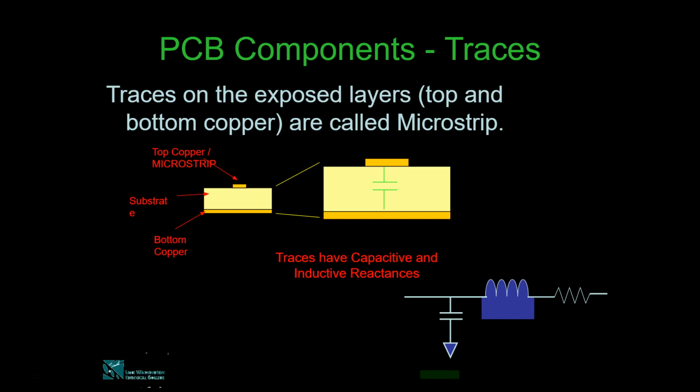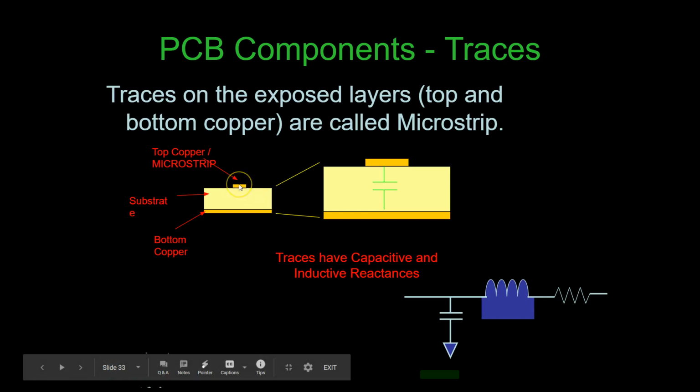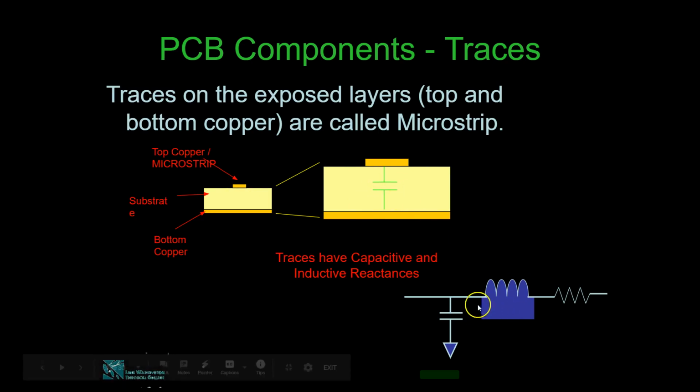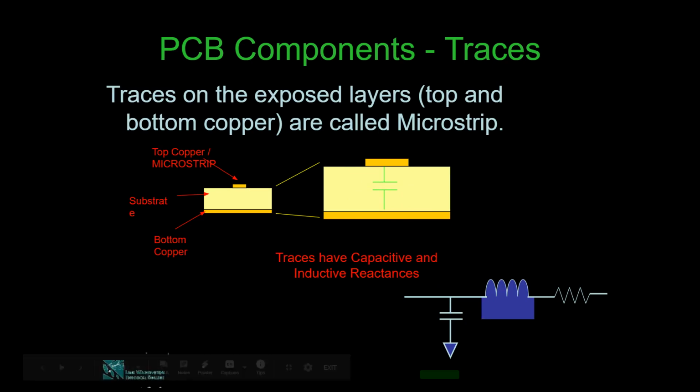Now this slide basically talks about the traces on the exposed layer. Top and bottom copper are called microstrip. It's saying this is the microstrip, and in between it can have capacitance as well as inductance, which is shown here. Traces have capacitance and inductive reactance. And traces have these electrical properties that need to be considered when they are designed.